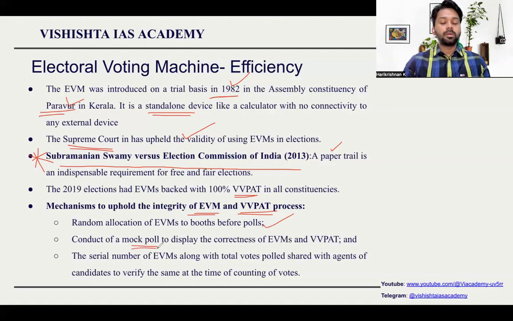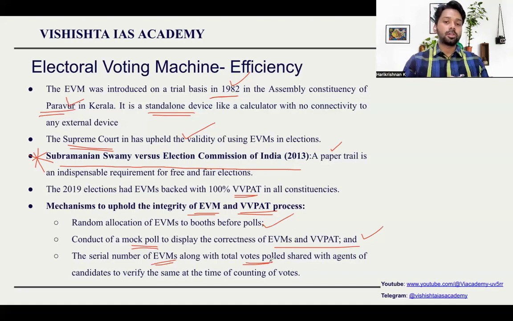Conduct of a mock poll. Before the poll, they do conduct a mock poll to display the correctness of EVMs and VVPAT. And in this, the party functionaries can participate and they can see whether things are working fine or not. The serial number of EVM along with total number of votes polled in a particular booth will be shared so that the party functionaries can check whether the numbers are matching.